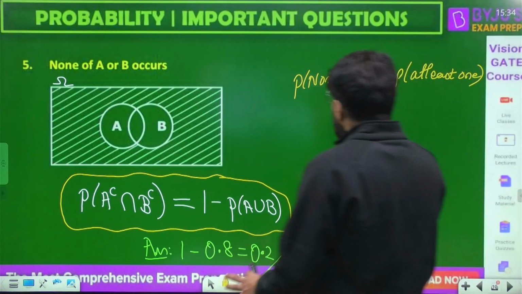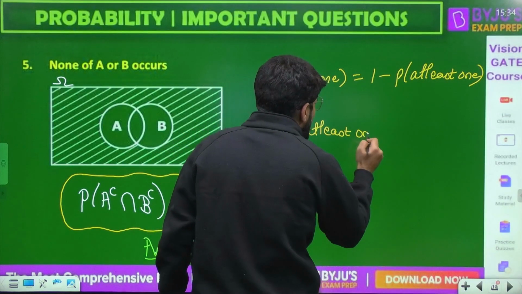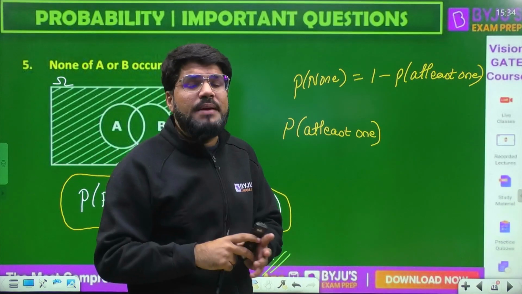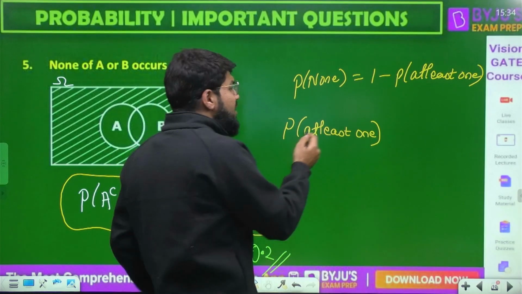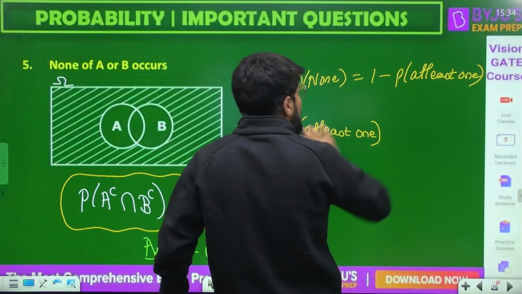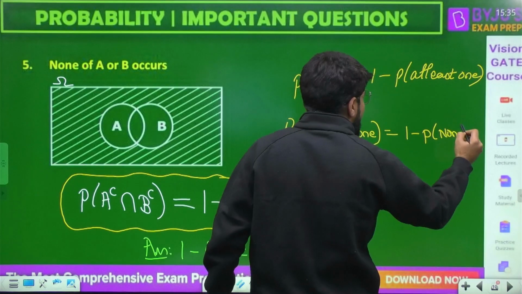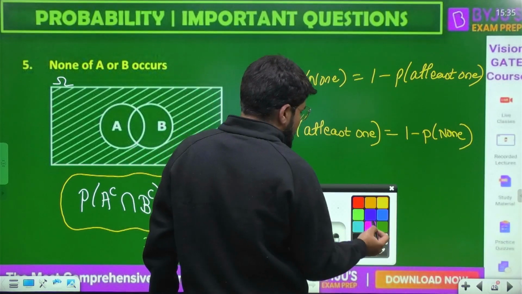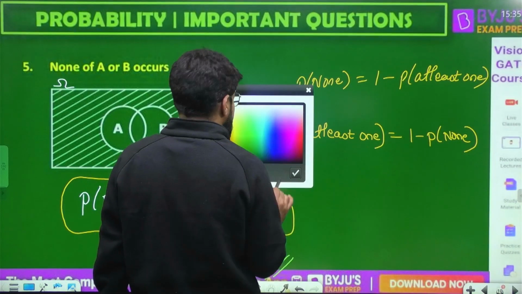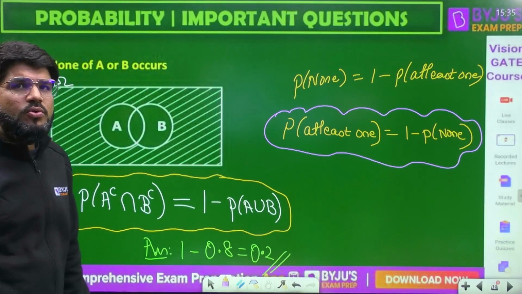What is more important is that in several cases, calculating the probability of at least one event is difficult, because there can be multiple events. Here there are only 2 events. Sometimes there can be 3 events, 5 events. Probability of at least one: 1 can happen, 2 can happen, 3 can happen, 4 can happen. So calculating those many events will be difficult. It is always easy to calculate the probability of at least one as 1 minus the probability that none of the events occurs. That is more easier to deal with. Clear?